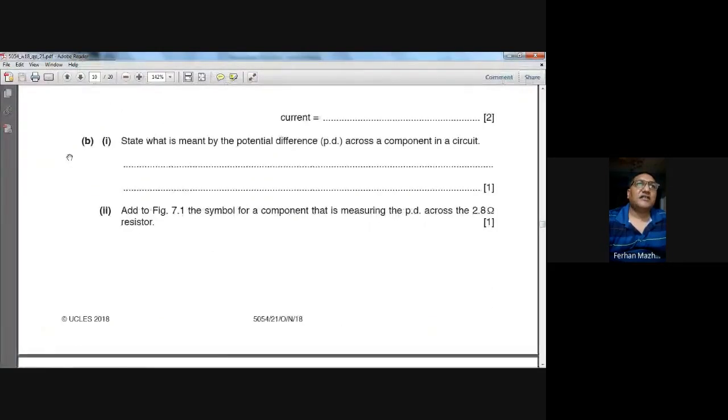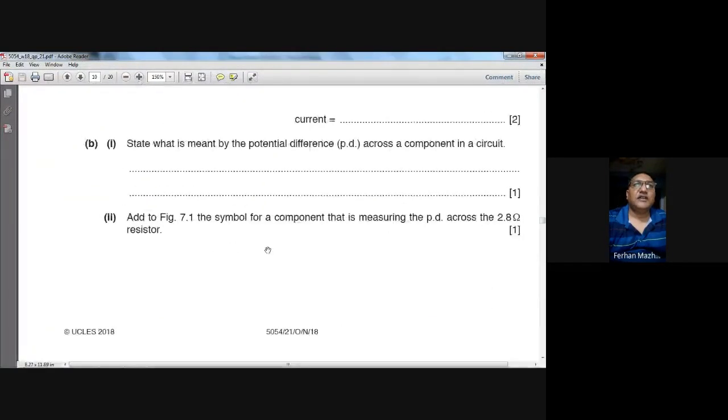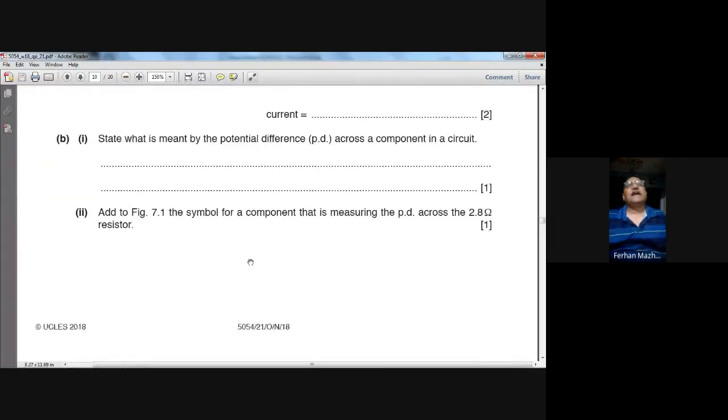The next part, question number 7B, the first portion is: state what is meant by the potential difference across a component in the circuit. Potential difference, or potential drop as we also call it, across a component is the amount of electric energy converted into any other form of energy when unit charge flows through the component. So it's a standard definition.